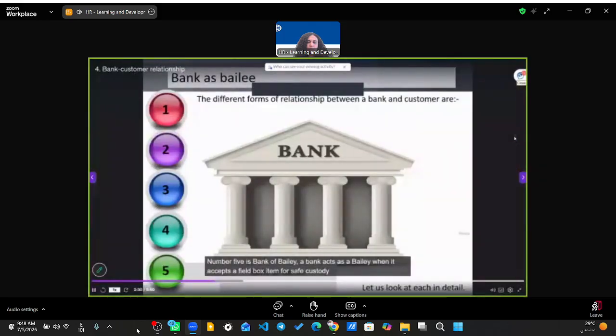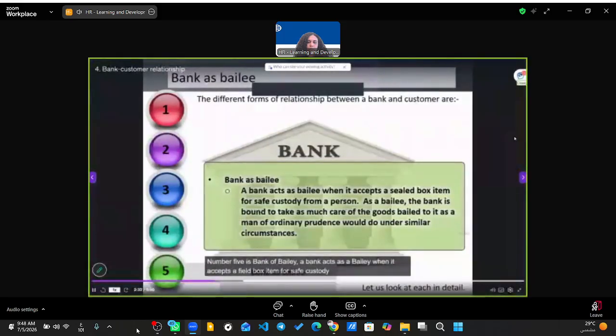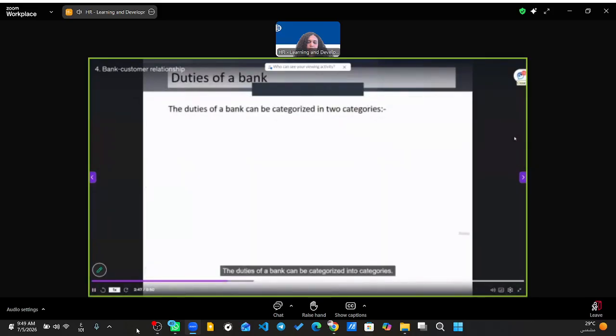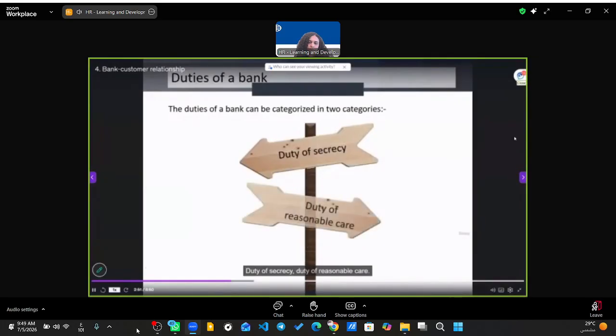Number 5 is bank as bailee. A bank acts as a bailee when it accepts a sealed box item for safe custody from a person. As a bailee, the bank is bound to take as much care of the goods bailed to it as a man of ordinary prudence would do under similar circumstances. The duties of a bank can be categorized in 2 categories: duty of secrecy, duty of reasonable care. Let's take a look at each of these in detail.